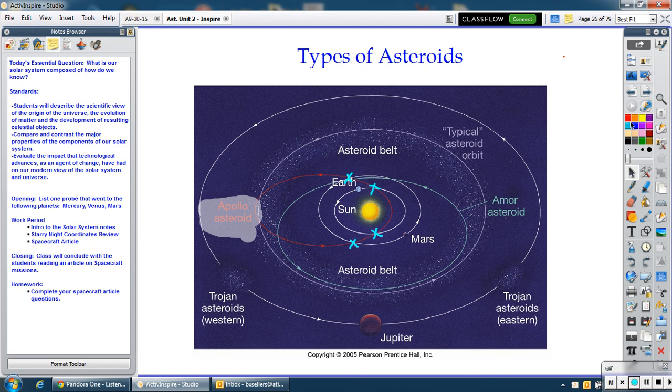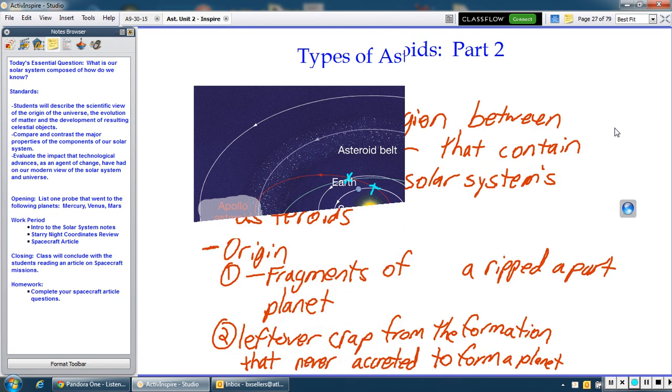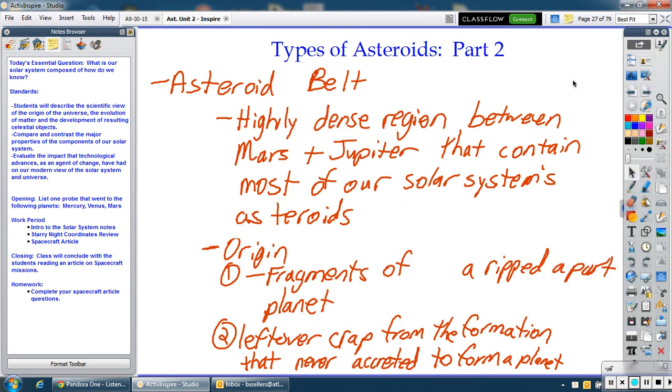There are multiple different types of asteroids, and we'll define this in a minute, and I'll come back to this image. Most asteroids reside within the asteroid belt. It's a highly dense region between Mars and Jupiter. It contains most of our solar system's asteroids.